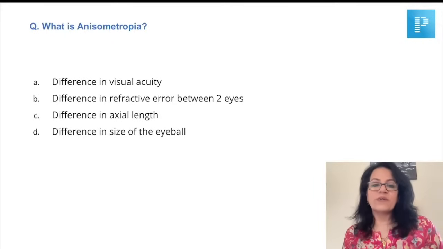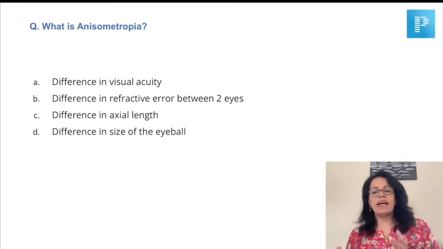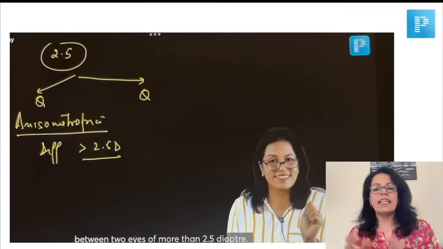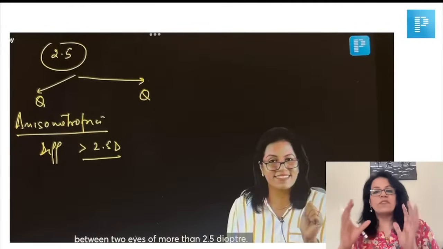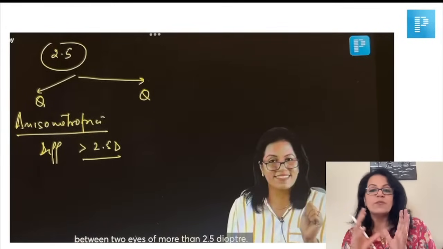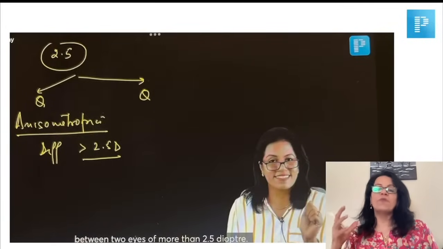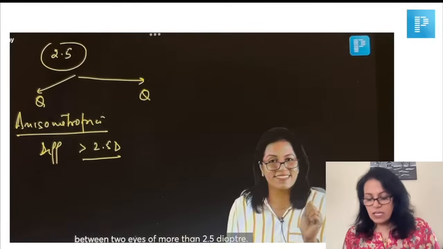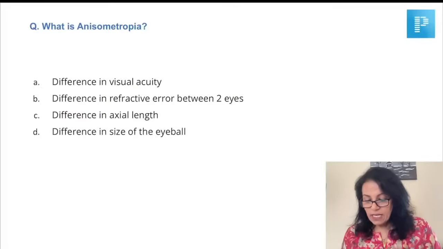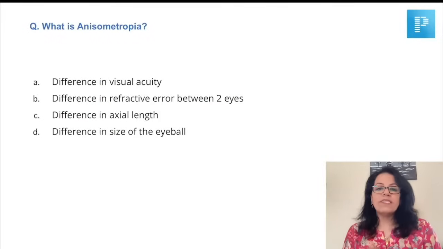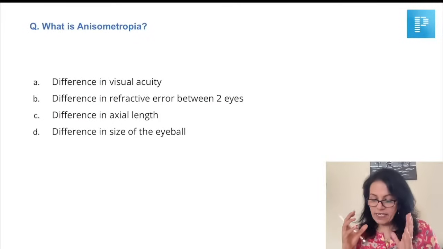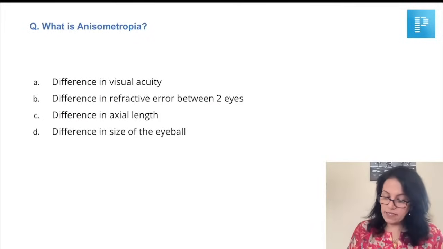Let's start with the first question. What is anisometropia? I think we have discussed this in the class. It is a difference of refractive power between the two eyes of more than 2.5 diopters. So when you say difference of more than 2.5 diopters, what will be the answer? Common sense. We are talking about refractive error. Correct? So what are the options?